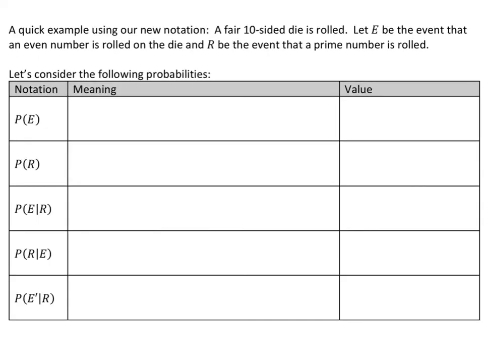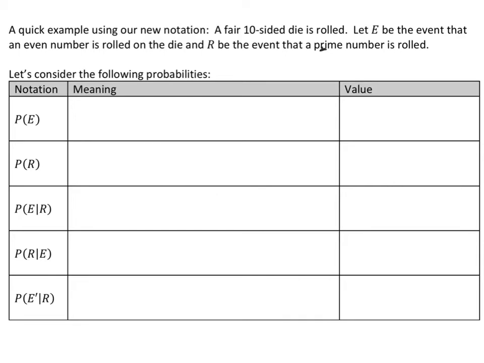In this next slide, I want to take an opportunity to practice using this new notation and make sure that we understand what they mean before we get into using tree diagrams with this. So I want to think about a quick example. Let's think about a fair 10-sided die being rolled, and let's define two events. Let's call E the event that it's an even number, and R be the event that it's a prime number. I didn't want to use P because the P is already for probability, and it might have gotten confusing.